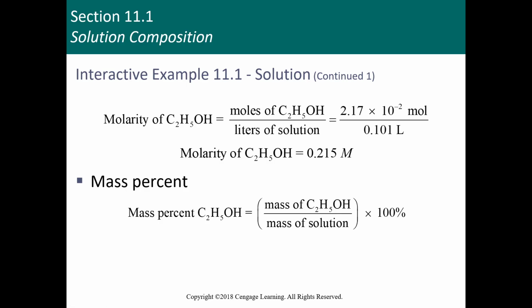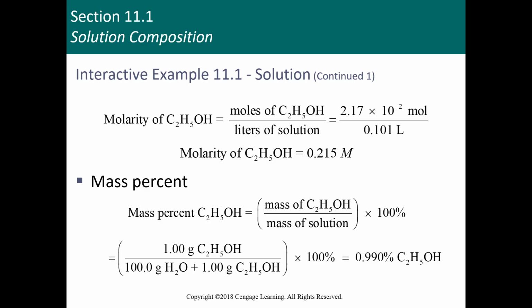So we literally just have to take the mass of our solute, which is ethanol, and divide it by the total mass of our solution. And so we have 1 gram of ethanol. Now, our total mass is going to be the 100 grams of H2O plus the 1 gram right there of the ethanol. And so this will give us 1 divided by 101. And then we need to multiply it by 100% to get a percentage.